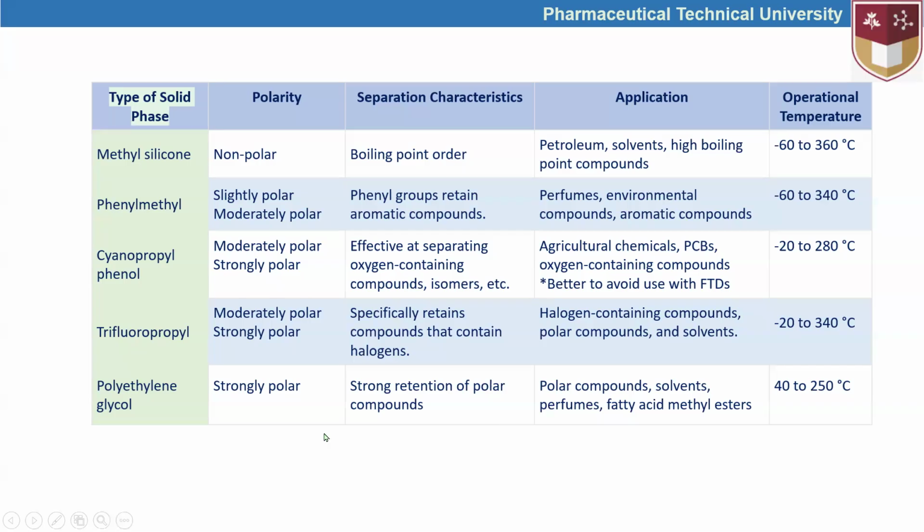And polyethylene glycol is another material that's used for this purpose. It is quite strongly polar, and it retains the polar compounds, and it's applied in separation of polar compounds, solvents, perfume, fatty acids, and methyl esters. Operational temperature is between 40 to 250 centigrade. So by operational temperature, it's not as effective as this one that could be used at frozen temperature range.